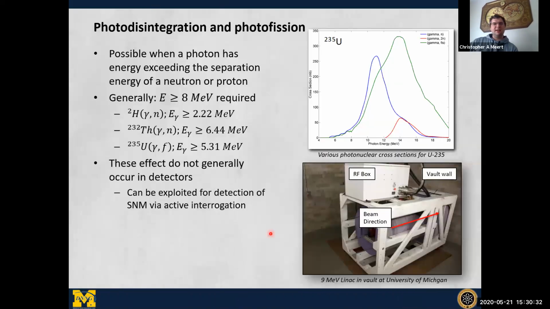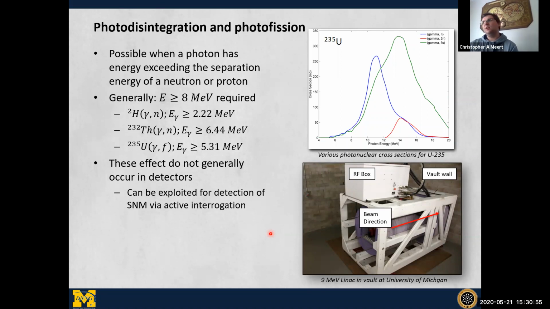All right. I said I'd talk briefly about some photonuclear effects. So I have a short slide here that discusses more photofission. But in this case, we can see photons interacting with the nucleus, which requires the photon to have energy beyond the separation energy for a neutron or proton from that nucleus. In general, you might say that energy is above 8 MeV.